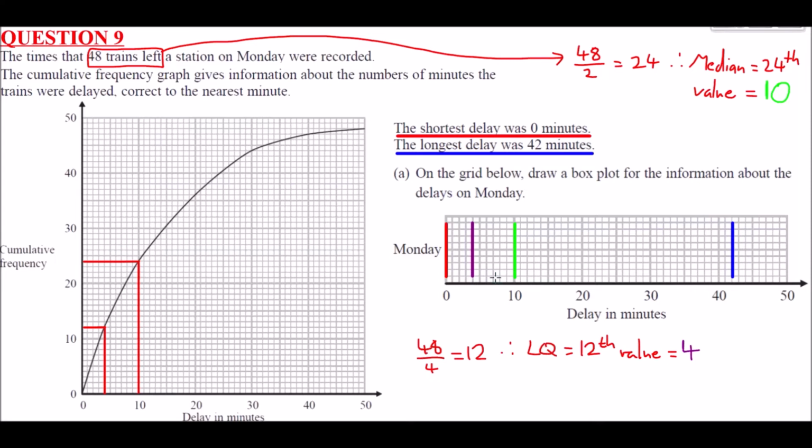Finally, what we do, we've got the lower quartile and the median, we need to work out the upper quartile. So the lower quartile is your first quarter. The upper quartile will be 3 quarters, which is 3 times 1 quarter. So if lower quartile is a 12th value, the upper quartile will be the 3 times 12th value, which is the 36th value.